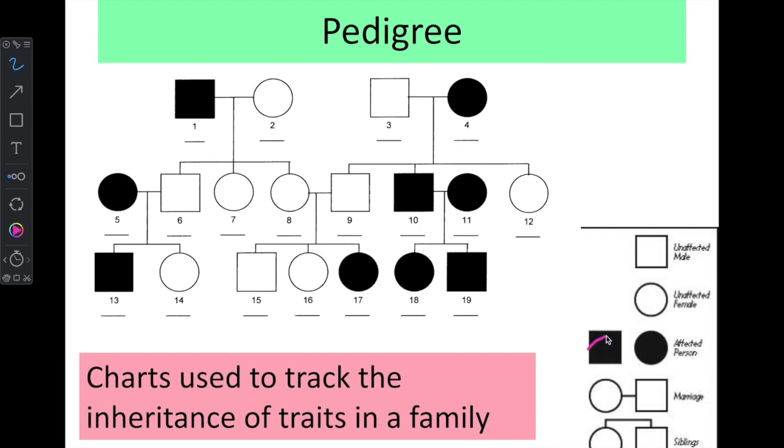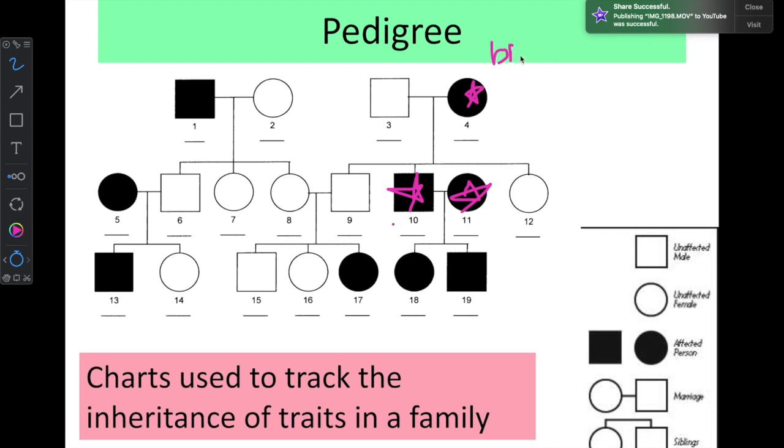And then the ones that are colored in are affected people, so that means they have the trait. If the trait is brown eyes, all of those people that are affected have brown eyes. The trait is determined beforehand. Here's my example. I think I said brown hair, not brown eyes. So we can say 4, 10, 11 all have brown hair, and 3, 12, and 9 do not have brown hair.